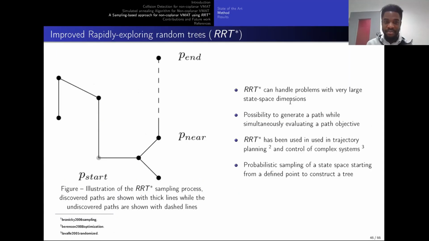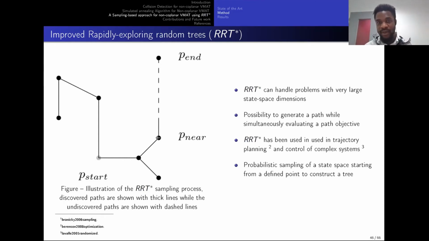The RRT star is shown on the left-hand side, with a small illustration of how the sampling process works. You try to discover new nodes starting from a start node. We have the P start, which is a start node. From there, you make a sampling in your candidate space to discover new paths. For example, the P end here is the new node that's just been discovered. We don't know if it's the end, but it's the new one. From the nearest node on the tree, we make a sample in the space, we discover a new one, and based on some criteria, we can add the newly discovered node to the tree. So in the end, you have a tree structure.